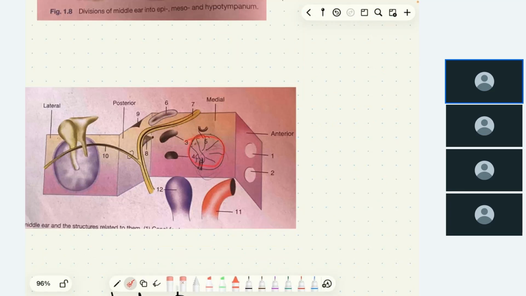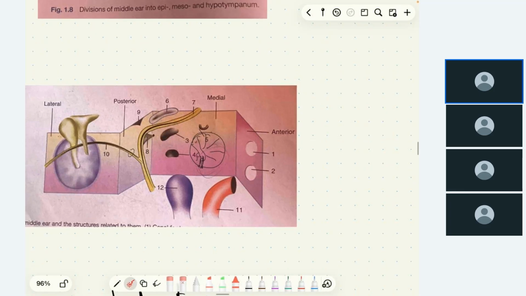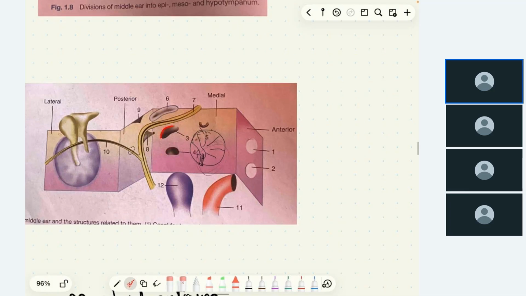The oval window, into which the footplate of the stapes is fixed, is present above the promontory, and the round window, or fenestra cochleae, is covered by the secondary tympanic membrane. It is below the oval window, that is marked as structure 4 here. This is the round window. Now what is the importance of the round window and oval window?